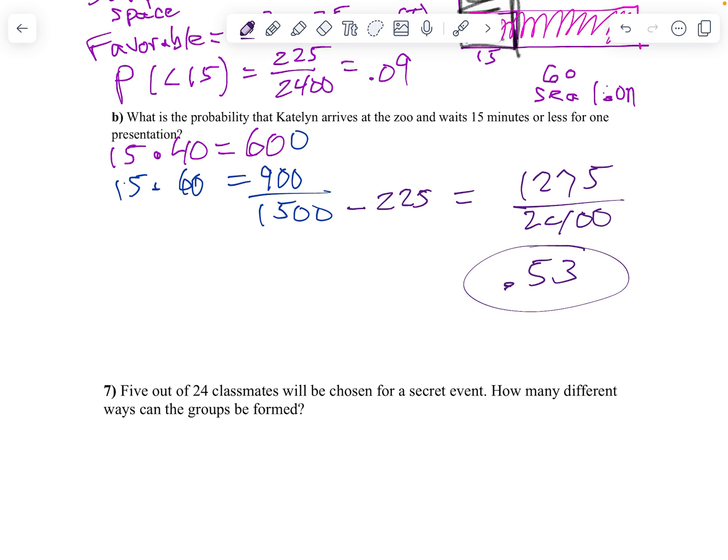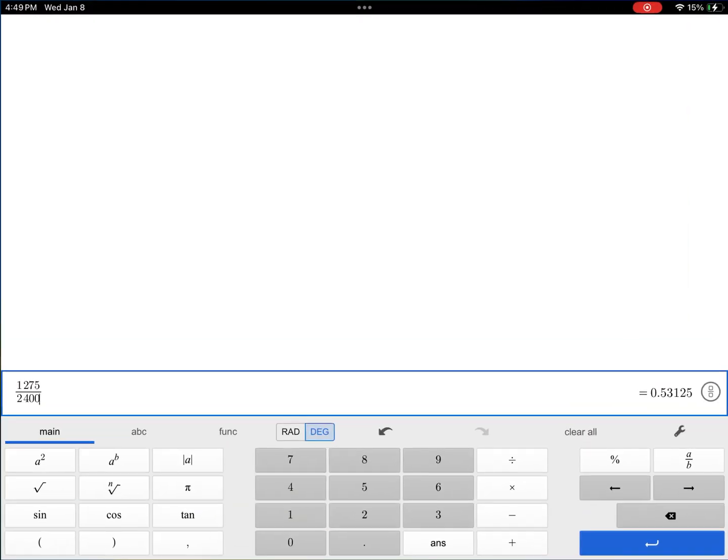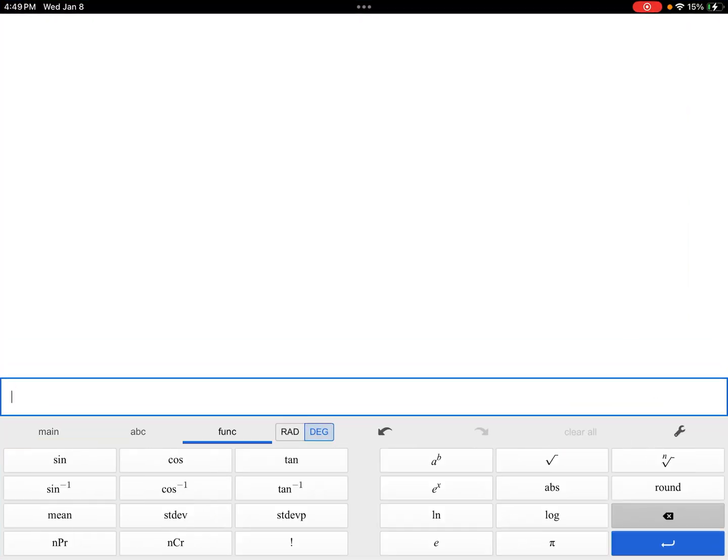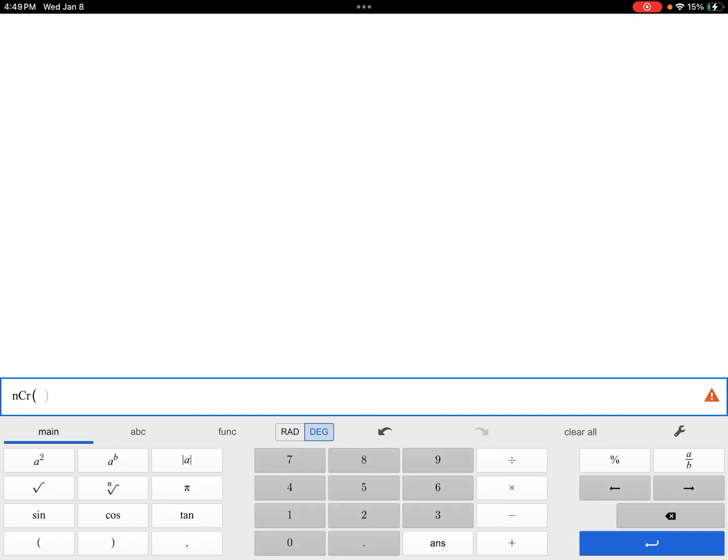5 classmates out of 24 classmates will be chosen for a secret event. Since we're choosing them, the order doesn't matter, does it? So that's a combination of 24 things, 5 at a time. Just use your calculator. So I'm going to do a combination of 24 people. We're going to choose them 5 at a time.